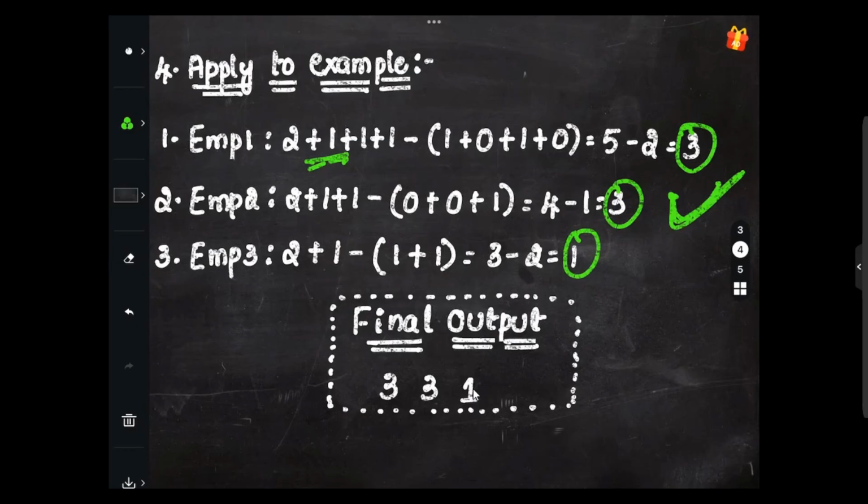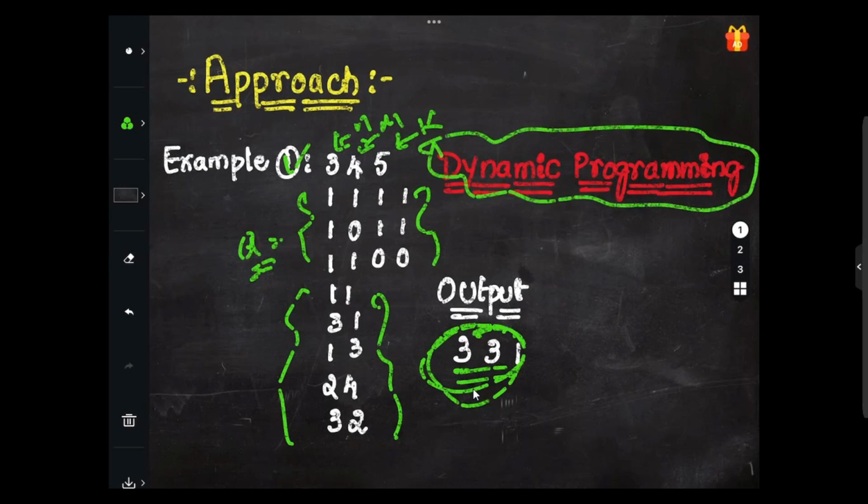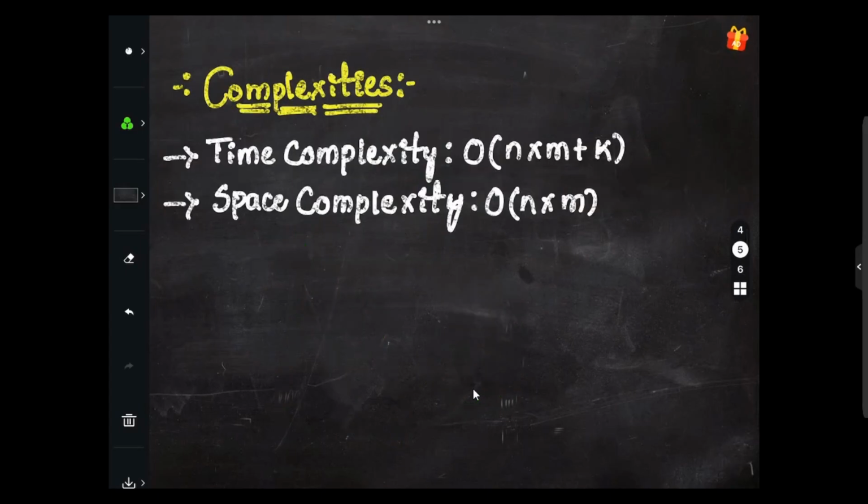So one more thing, as I've said, we'll be going with dynamic programming to solve this particular problem, right? The output that we got here is 3 3 1, which is equivalent to the output that they have mentioned for example 1 in the question, right? So our approach works absolutely correct. As we are completely familiar with the approach, let's do one thing.